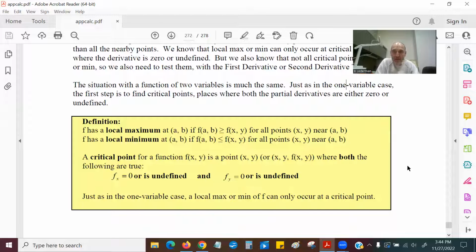And just as we had in the one variable case, a local max or a local min can only occur at a critical point. Also, sadly, just like in the one variable case, not every critical point is automatically a local max or local min. The first and second derivative tests that we did back then were only defined for one variable, but we will have a similar type of test. And that's really what we're getting to now.